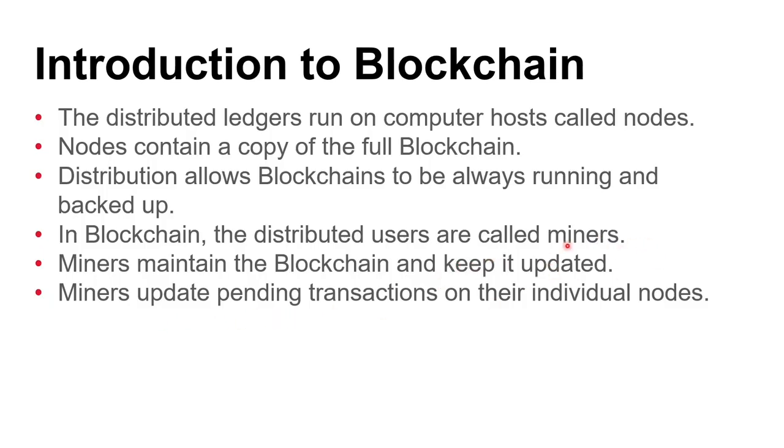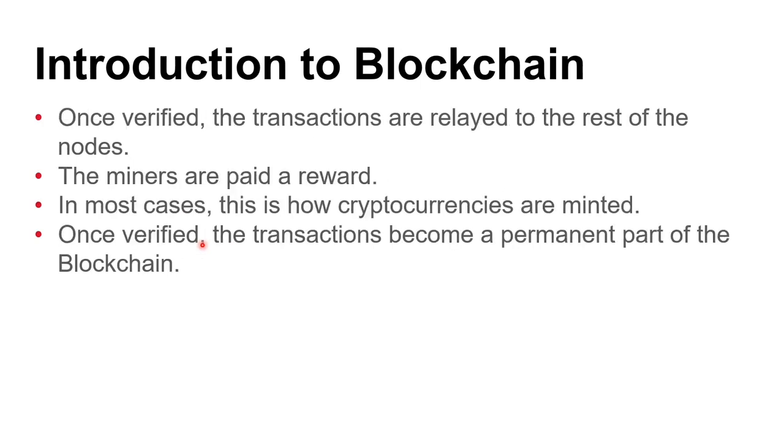In blockchain, the distributed users are called miners. So you might hear the term miners or mining Bitcoin. They are maintainers of the network. So miners maintain the blockchain and keep it updated and keep it organized. Miners update pending transactions on their individual nodes, and miners compete to verify the transactions. Once verified, the transactions are then relayed to the rest of the nodes on the blockchain. So that data is sent out. That's that resynchronization that we just talked about.